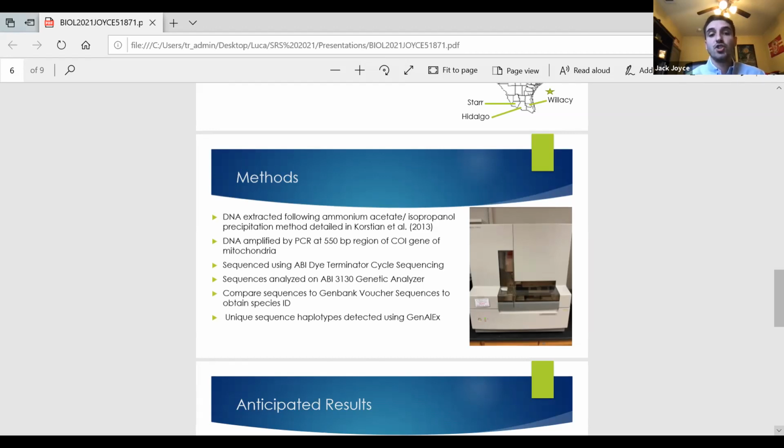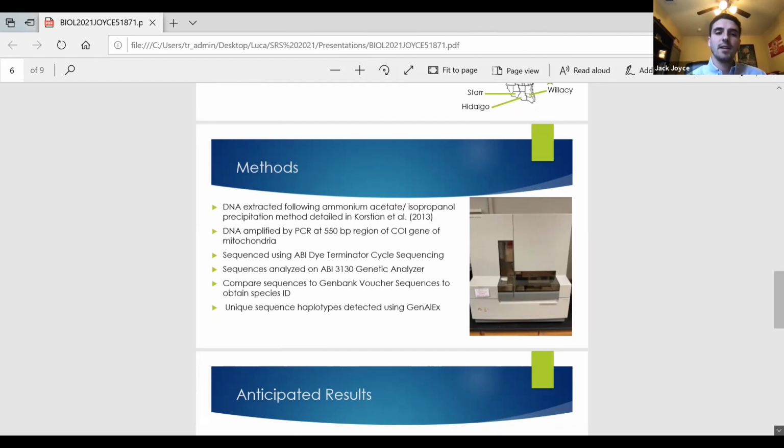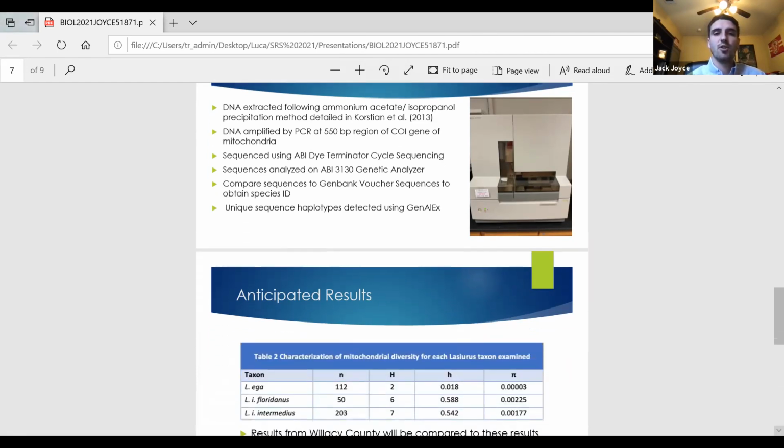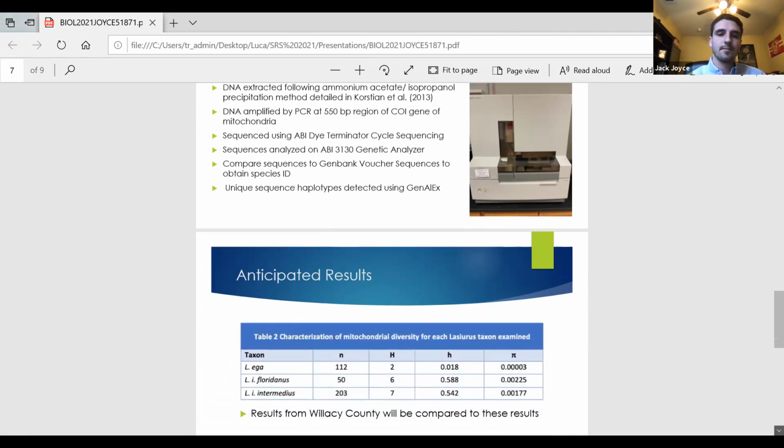These sequences will be compared to GenBank voucher sequences in order to obtain a species ID. And this is where I'm able to tell whether the sample that I'm working with is from a northern yellow bat, a southern yellow bat, and even which subspecies of northern yellow bat I'm working with. And finally, unique sequence haplotypes were detected using a program called GenAlEx.